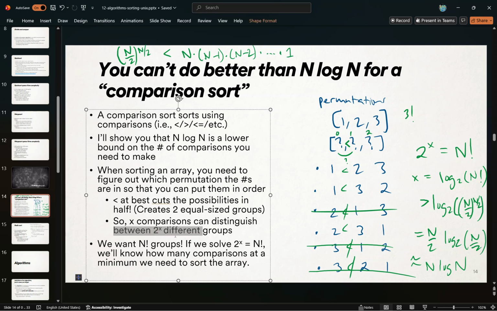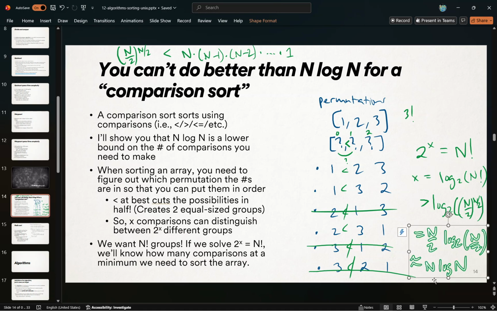All right, so you can distinguish between 2 to the x different groups after x comparisons, because it's always doubling the number of things that you can distinguish based on was it true, was it false. And we want to distinguish between n factorial groups, because that would tell us exactly which permutation we're in. So we solved for this, and it looks like x, the number of comparisons we need, is on the order of n log n. N log n comparisons, where it's constant time to do a comparison and also to swap once we know which order is right. That means that n log n is a lower bound for the number of comparisons we need to make here.